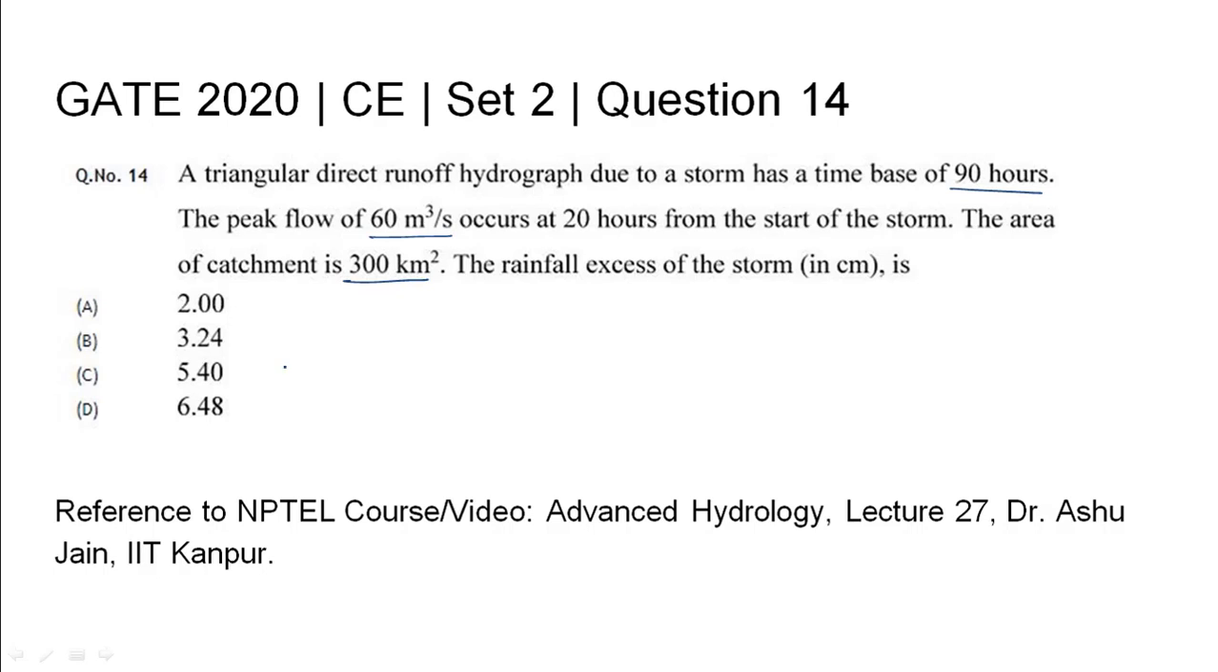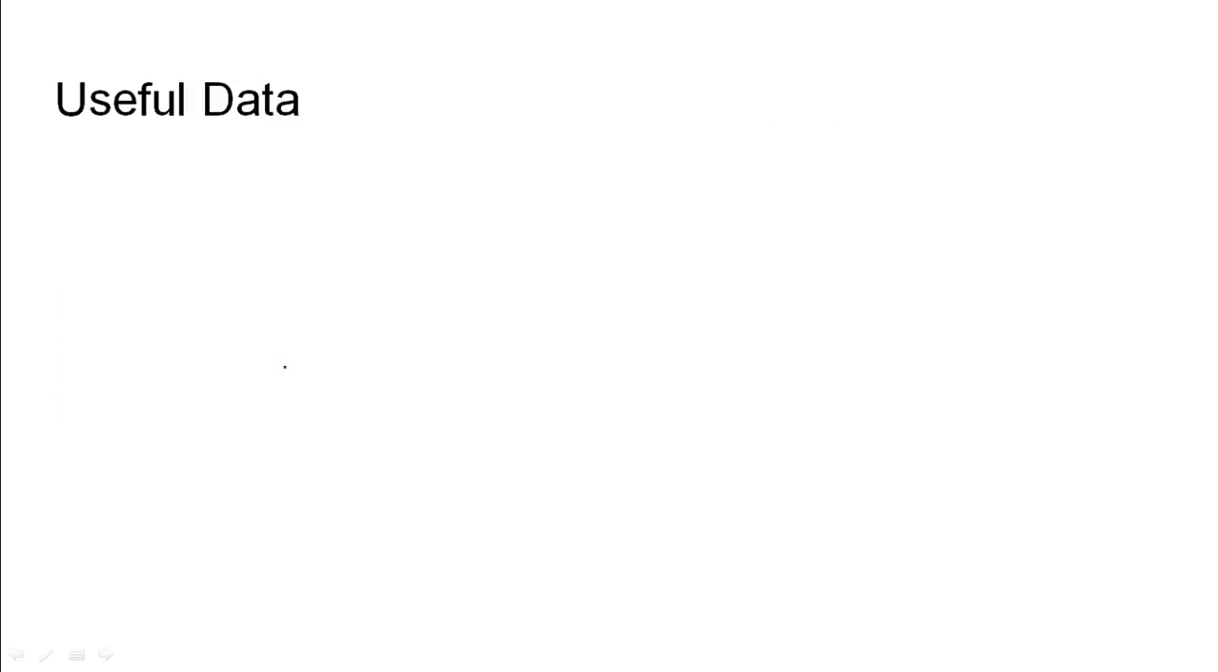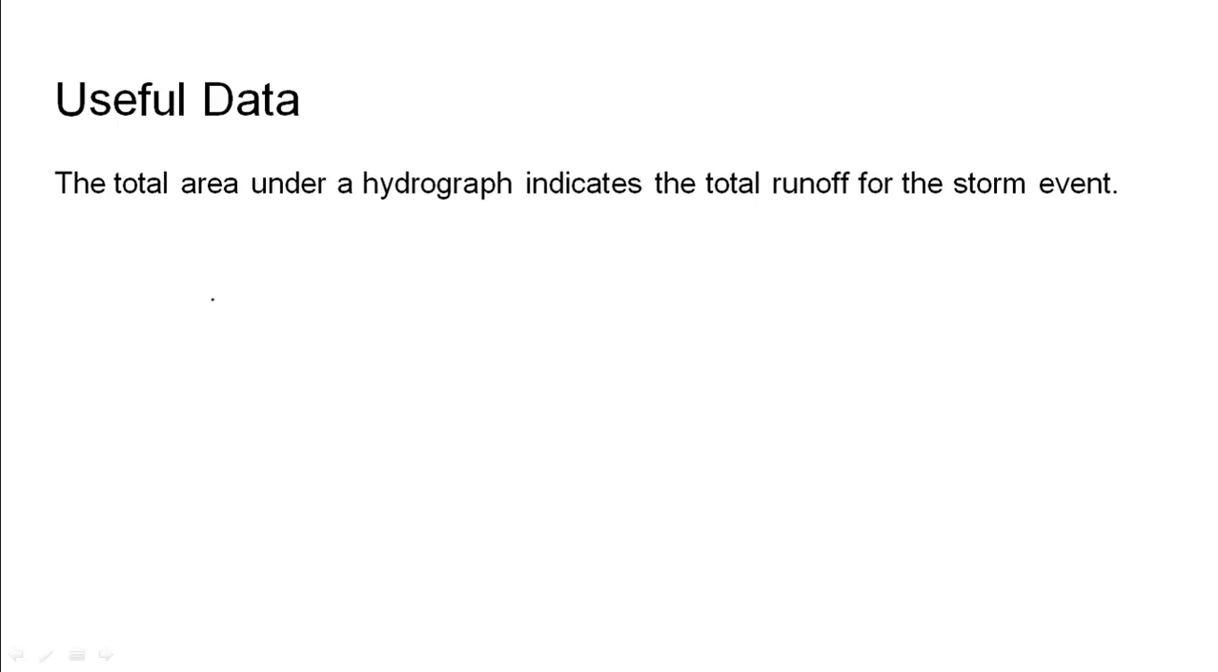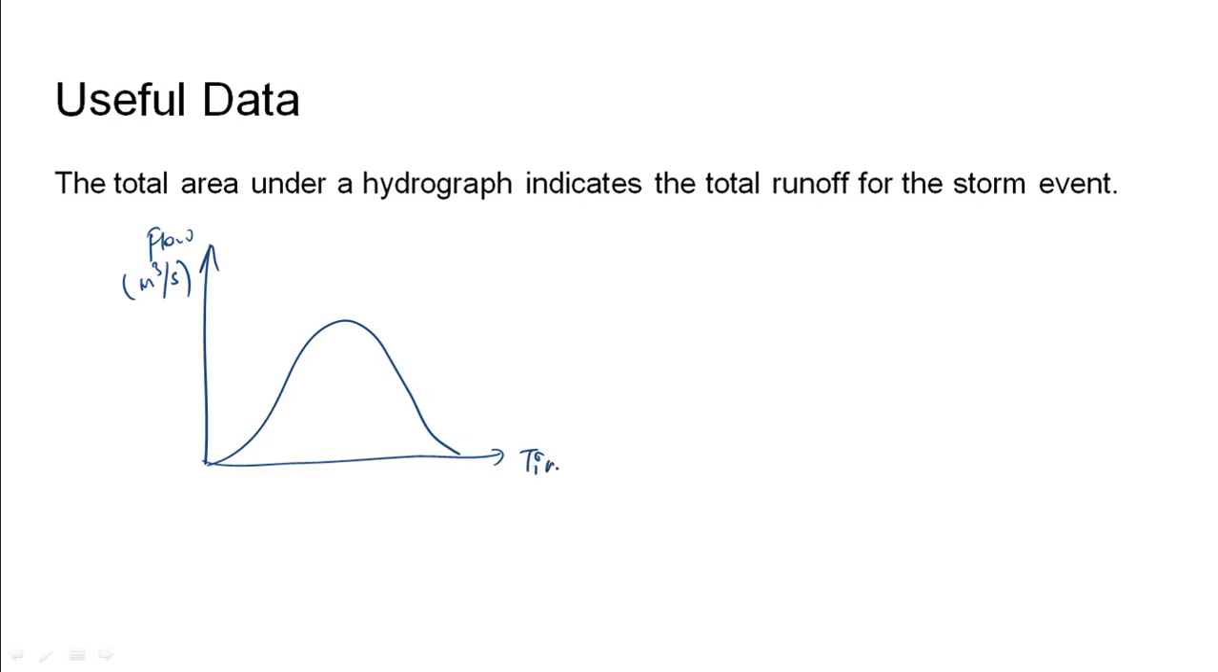The relevant NPTEL lecture has been cited. Coming to the useful data for this question, the concept of hydrograph needs to be understood. So if we have a hydrograph which looks somewhat like this, where this indicates the flow in meter cube per second and this is our time, it will have a certain peak flow which is known as QP. The base of the hydrograph will be known as TB.